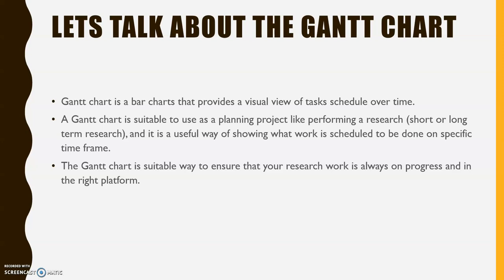A Gantt chart is a bar chart that provides a visual view of tasks scheduled over time. A Gantt chart is suitable to use as a planning tool for a project like performing research, like short or long-term research, and it is a useful way of showing what work is scheduled to be done in a specific time frame. Moreover, the Gantt chart is a suitable way to ensure that your research work is always in progress and on the right platform.